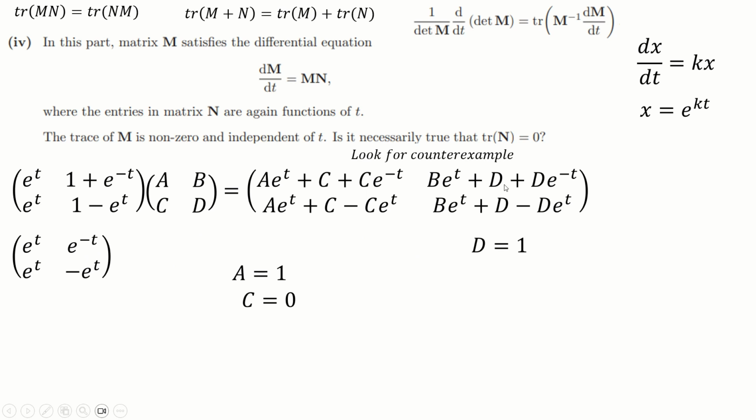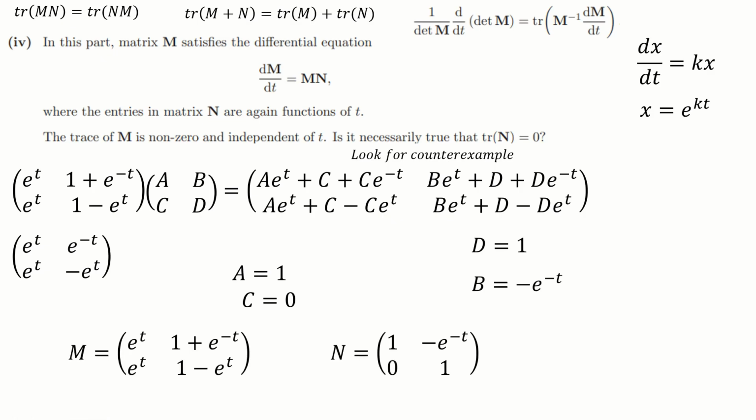But if we use D as 1, then we get a 1 here, which means B needs to clear that 1 out, which it looks like it will if we use an e to the minus t, or even more specifically, a minus e to the minus t, which would give us a -1 term there, cancels. This is good. So that seems like it actually works, and we found our counterexample.